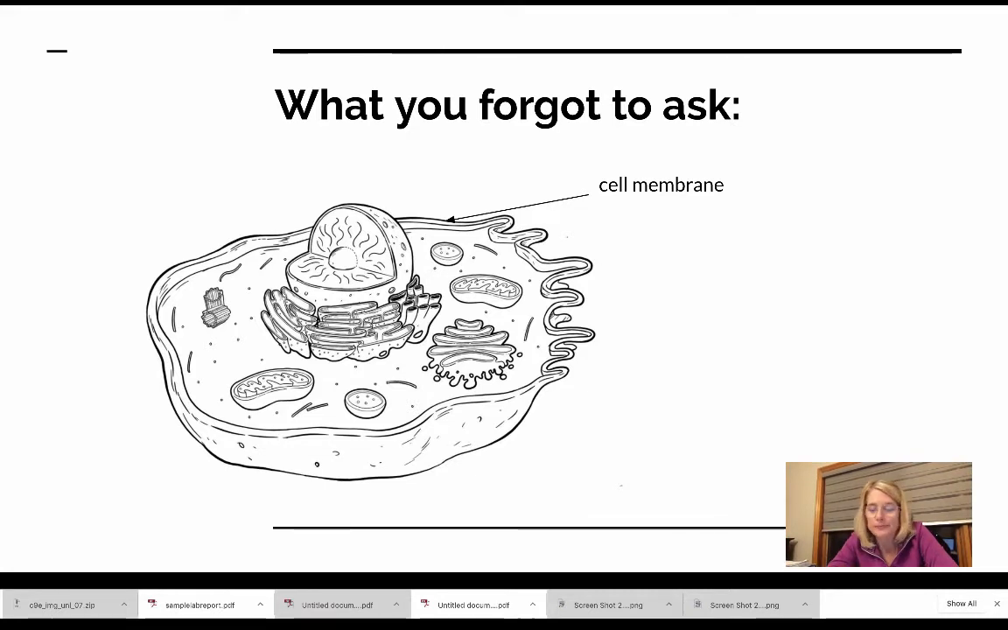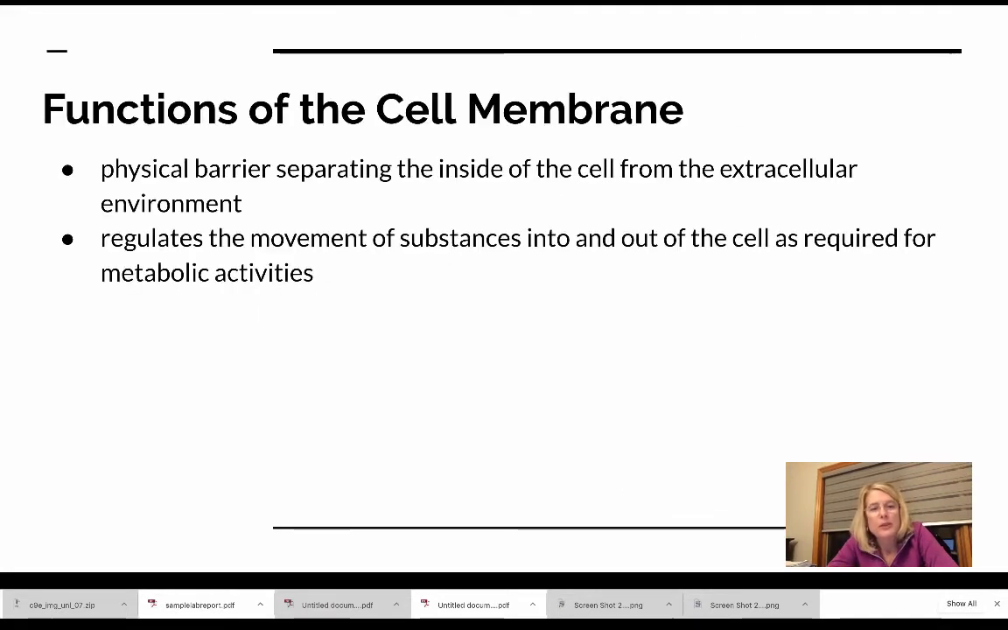Well, here we go. So grade 12 functions of the cell membrane are still very similar to what we said in grade 10. The cell membrane is a physical barrier. It separates the inside of the cell, which we would call the cytoplasm, from the extracellular environment. So the fluid that surrounds cells we call the extracellular environment, or the extracellular fluid, or the extracellular matrix. It comes kind of with a lot of terminology. And this barrier separates the inside of the cell from the outside.